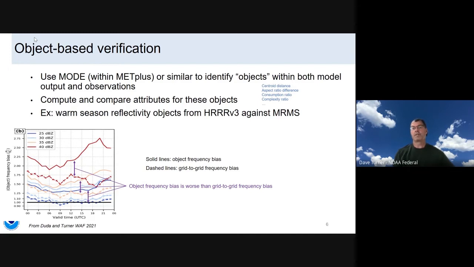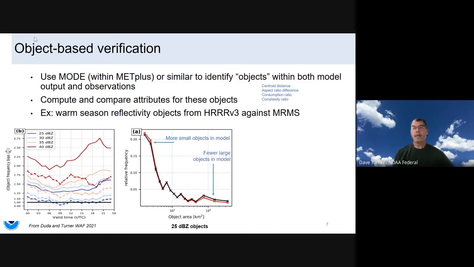But you can take it one step farther. You can look at how that frequency bias changes as a function of object area. And so in this particular case, for the 25 dBZ objects, the HRRR was producing a lot more small objects than the observations were showing, and fewer large objects. That's very interesting if you're a modeler trying to think about what type of process or what type of behavior could be leading to this.